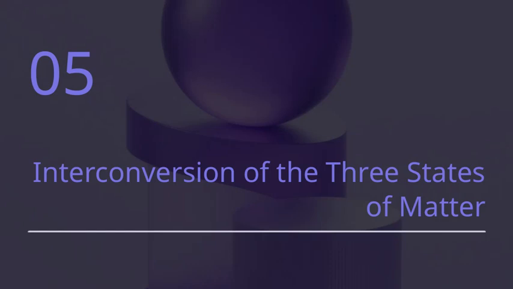Now, let's move on to slide 19, which covers the interconversion of the three states of matter. This is a fundamental concept because it shows how matter can change from one state to another under different conditions. For example, when we add heat to a solid, it melts into a liquid, and if we keep heating it, it becomes a gas through vaporization.